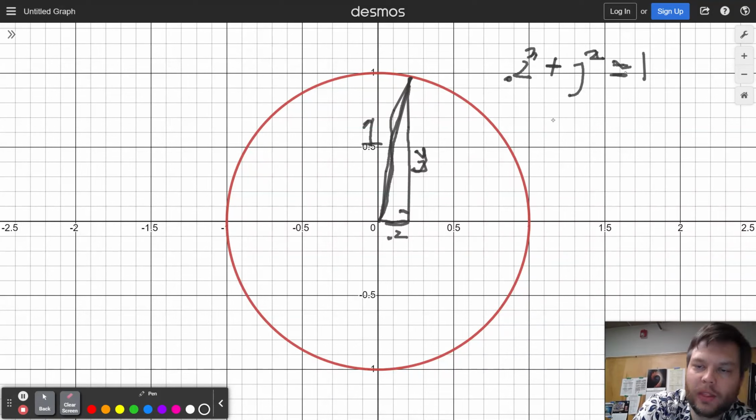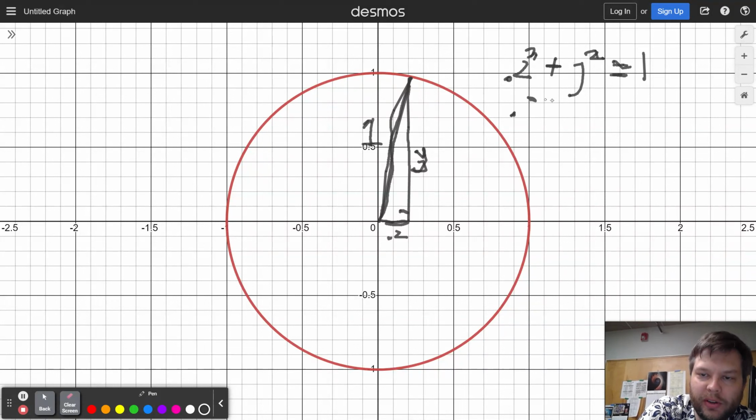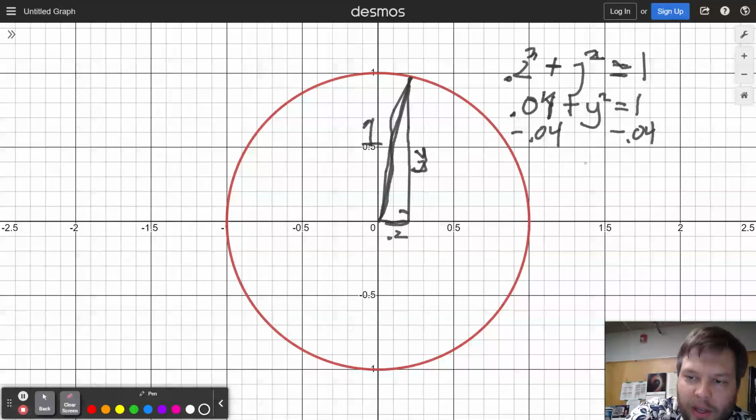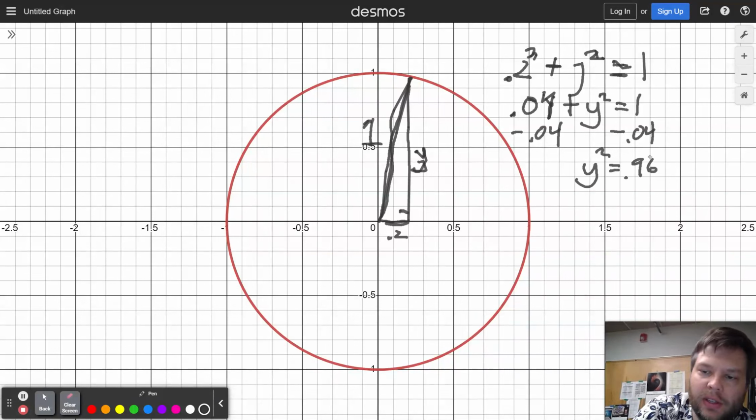Well, 0.2 squared is 0.04. This might have to be a give up on the lag video. So you have 0.04 plus y squared equals 1. So I take away 0.04 from both sides. I get y squared is 0.96. So y is the square root of 0.96.